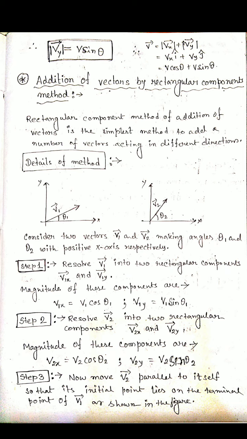Step 2: same as in the second figure, we also resolve along the two axes, that is v2x and v2y. So v2x equals v2 cos theta 2, and v2y equals v2 sin theta 2. Now step 3: we shift the second vector. That means we use only one diagram, and in that one diagram we represent the two vectors together. We shift the second vector parallel to itself, so that its initial point lies on the terminal point, the final point, of the vector v1.